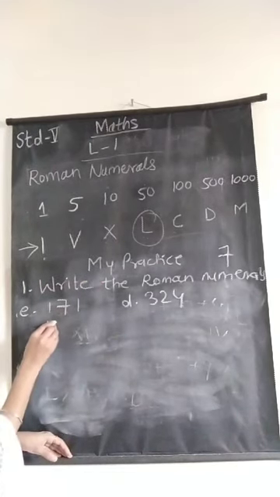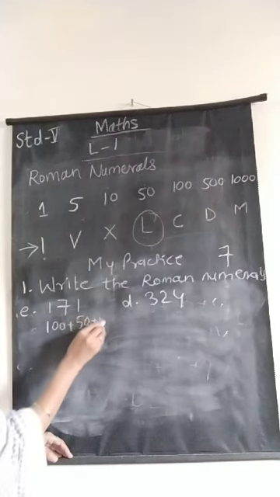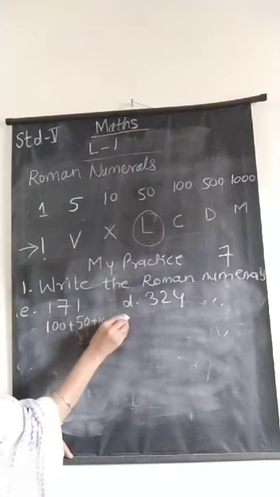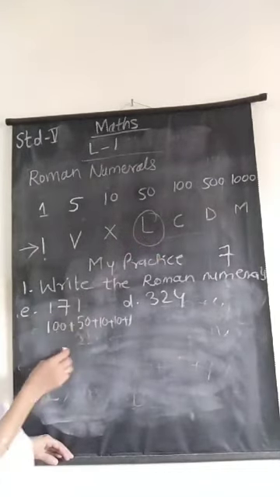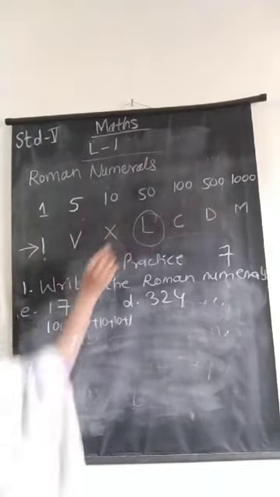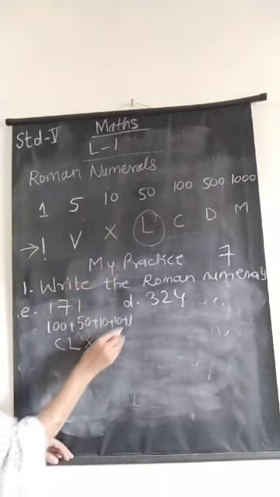170 can be written as 100 plus 50 plus 10 plus 10 plus 1. So 100, which one? C is there. For 50, L is there, for 10, X is there, for another 10, X, and this is I.